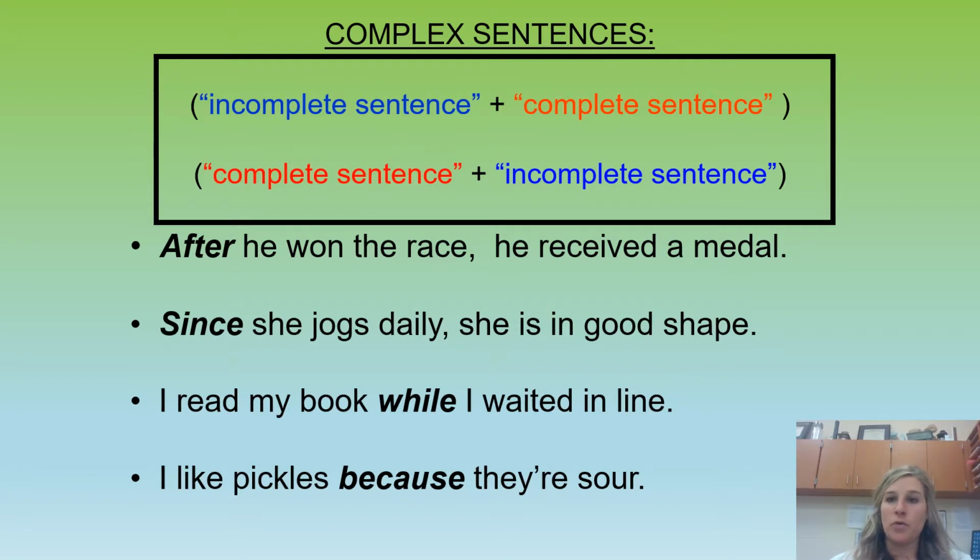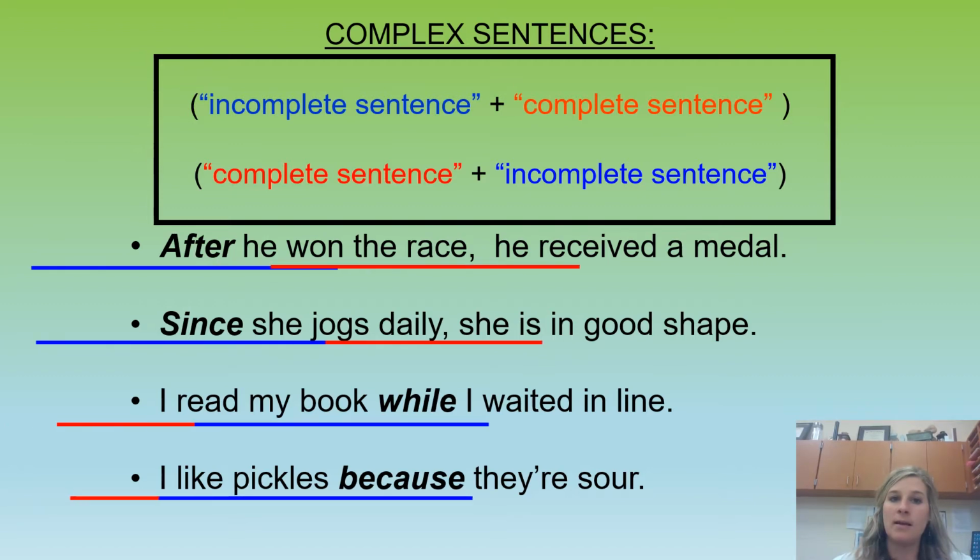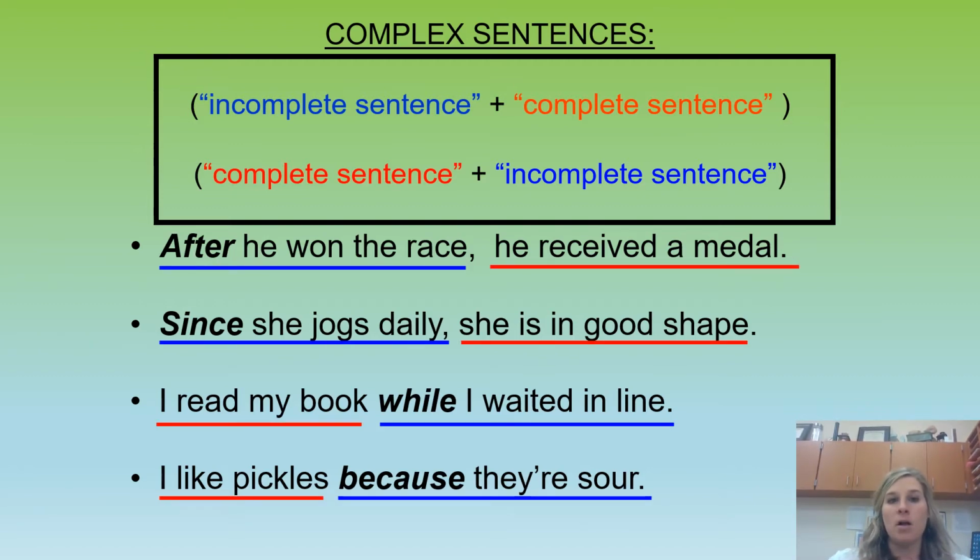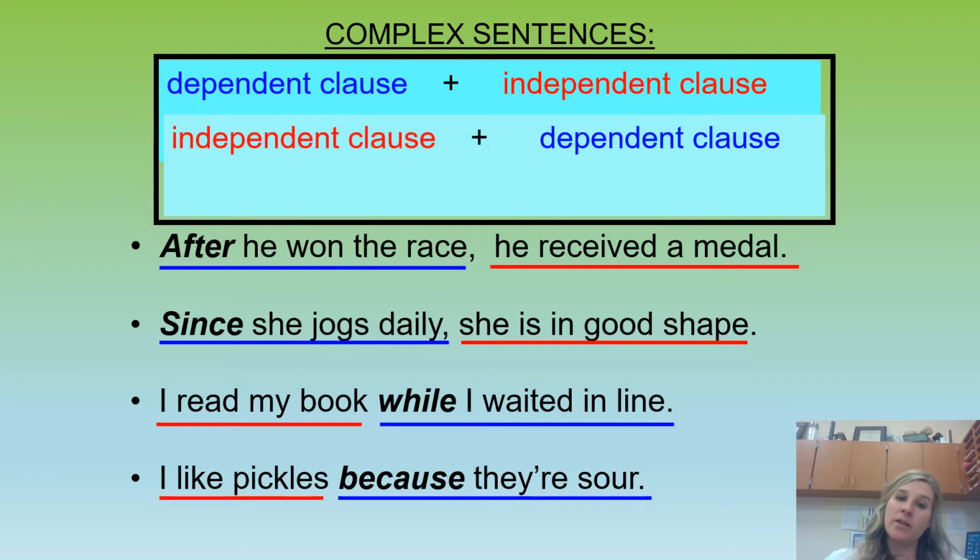Here's another visual with those sentences. Notice that the independent clause is the red complete sentence, and the dependent clause is the blue incomplete sentence. And you can structure them either way. The dependent clause can be at the front of the sentence, or the dependent clause can be at the end of the sentence. You don't need to write anything down on this slide.